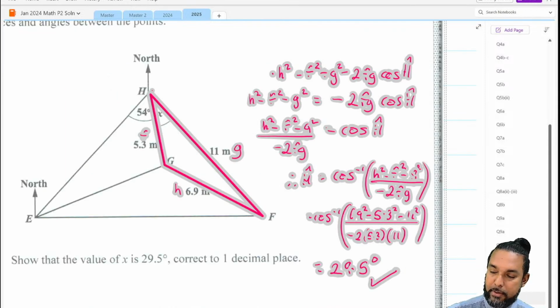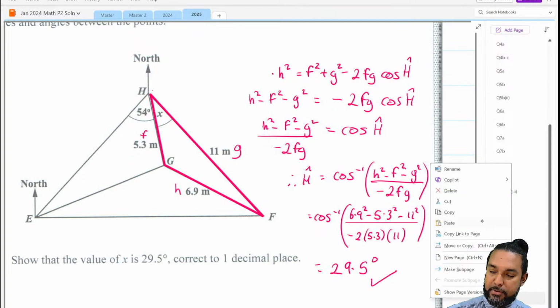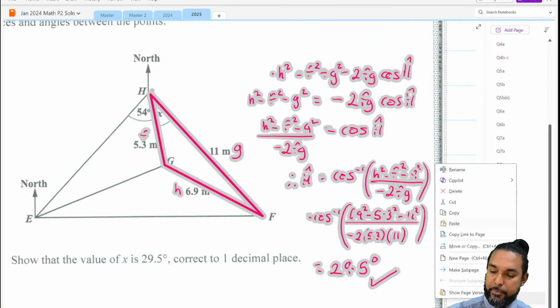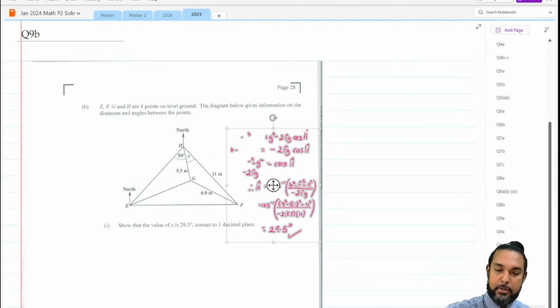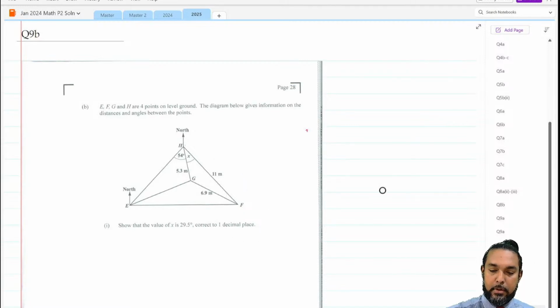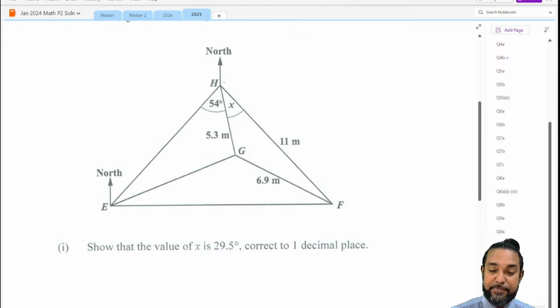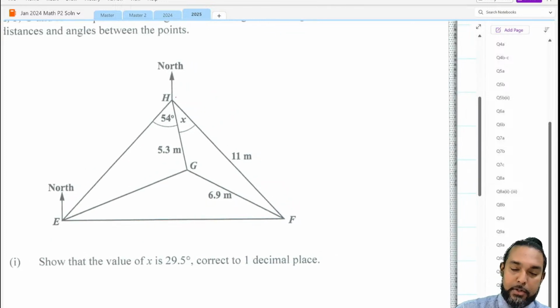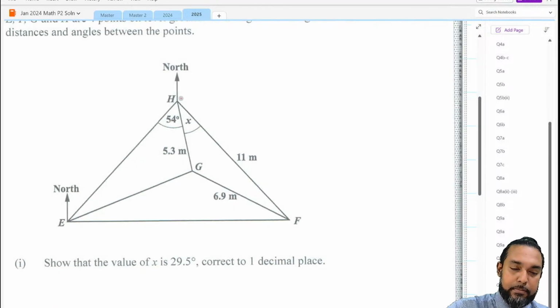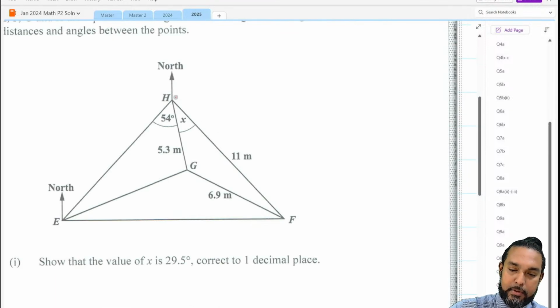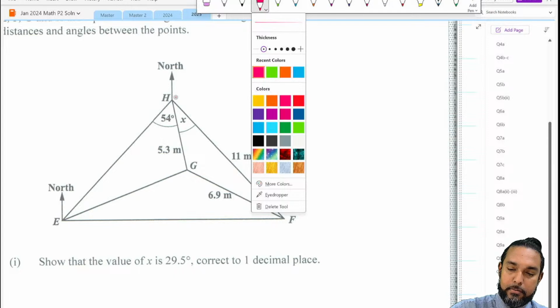Actually, you know what I'll do? Let me copy and paste this page so that we don't have too much stuff on the same page, right? We'll erase all the extra stuff there. Hold on, I could do this a faster way. Right. Okay. So the bearing of E from H, right? So E, hold on, sorry, my bad.